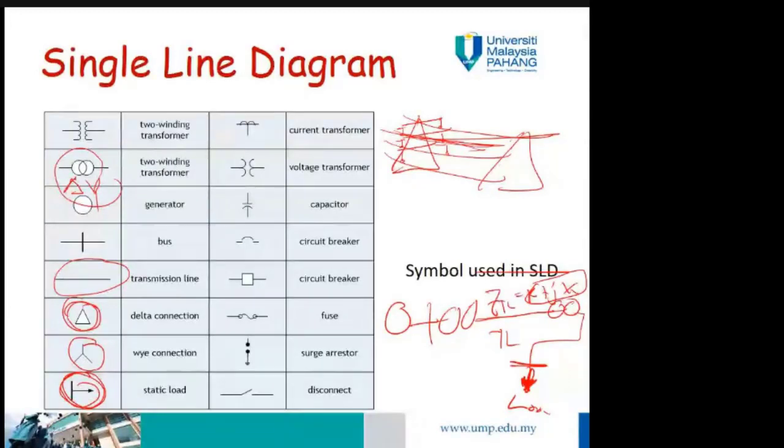And then what else? We have the current transformer, voltage transformer, capacitor, circuit breaker. Sometimes the circuit breaker uses this symbol, sometimes this symbol. They have two symbols for the circuit breaker. This is the fuse, surge arrestor, and this one is the switch, to connect or disconnect. These are the symbols of the components that will be used to draw the impedance diagram and the single line diagram.